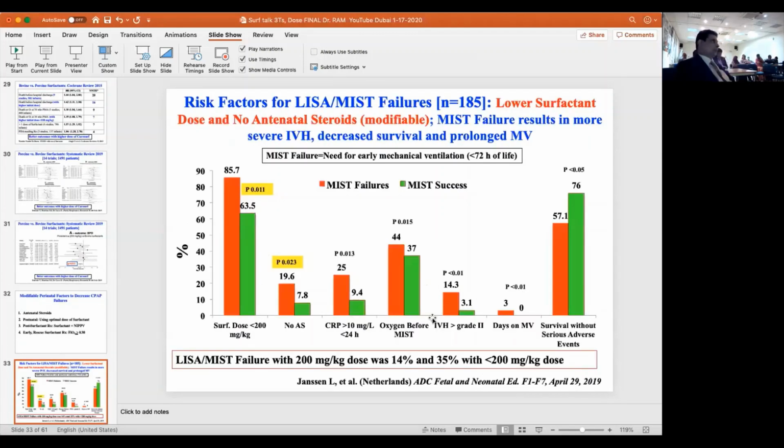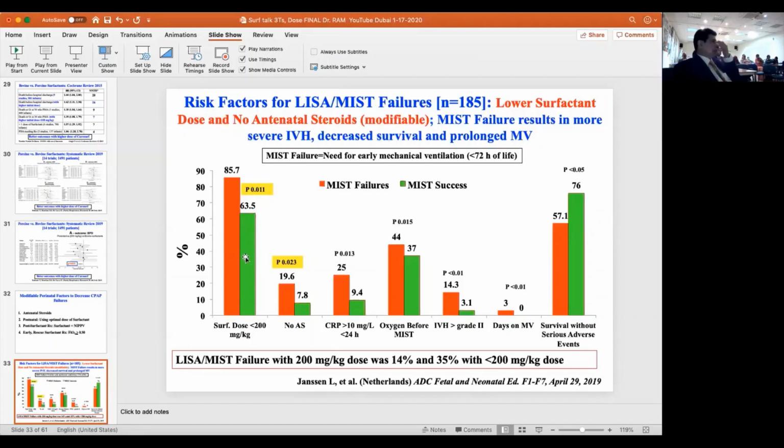Here are the data. This is a paper published from the Netherlands last year. Look at this, less invasive surfactant administration, 185 babies. They showed a lower surfactant dose and no antenatal steroids, which are clearly modifiable by clinicians and the obstetrician. Postnatally we use a higher dose and decrease the failures. The success is in the green bar, the failures in the red bar. Failure was defined as early mechanical ventilation within 72 hours of life.